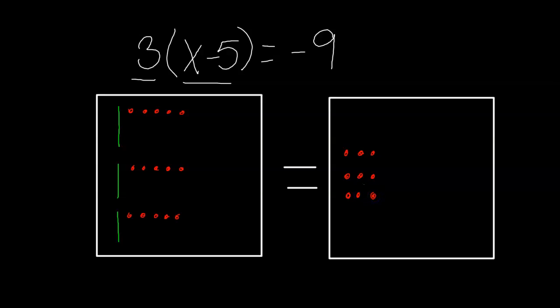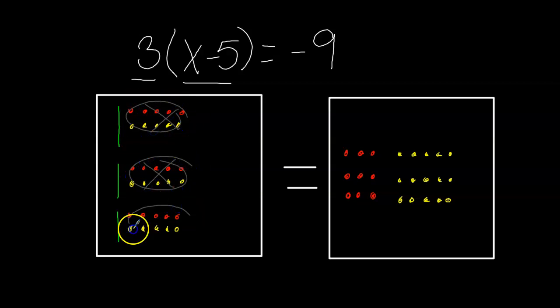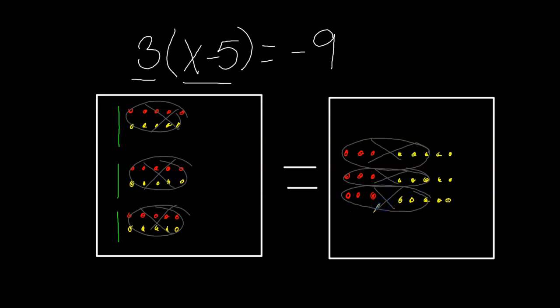All right, always work on the side that has the variables, so I'm looking at that left-hand side. I have 5, 10, 15 negatives, so I'm going to add 15 positives. What you do to one side, you always have to do the other. I'm going to get rid of my 0 pairs. So now I have 3x is equal to 6 positives.